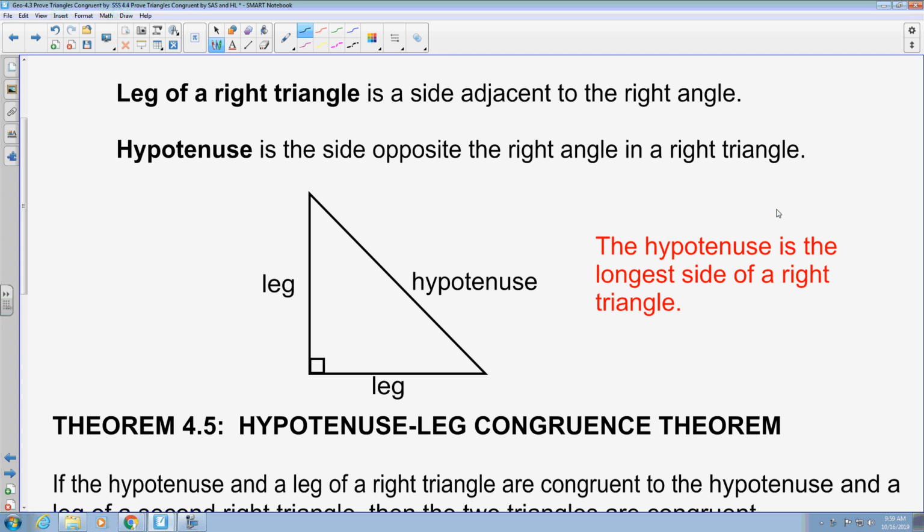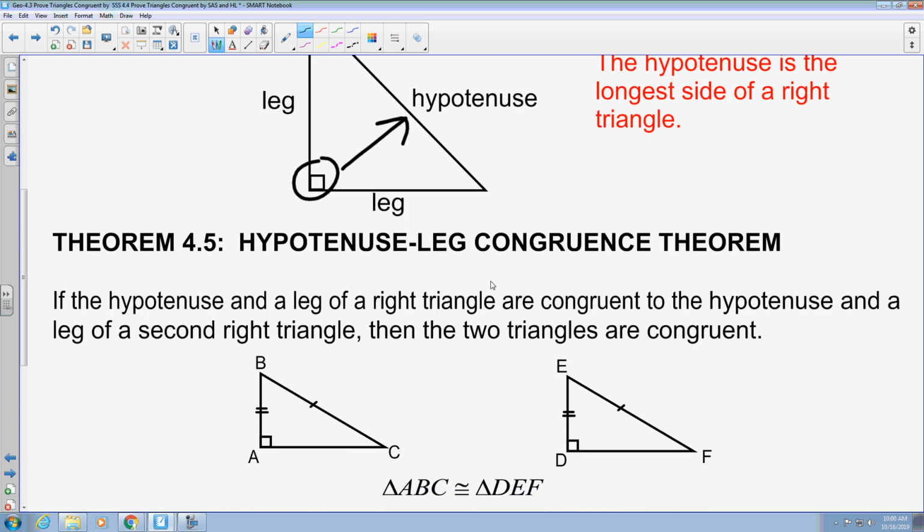Any right triangle that we have has basically three main components. One, where the right angle is located. Second is the legs of a right triangle. Those are the two side lengths that are adjacent to the right angle, that actually touch the right angle. And the hypotenuse is the side length that is always opposite of that right angle. Okay. Why is that important?